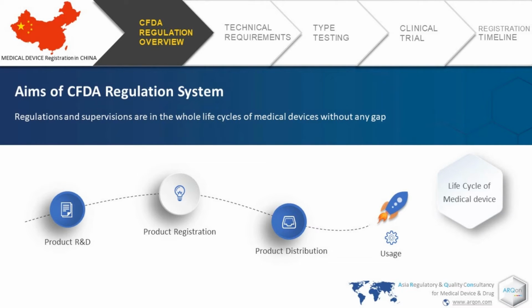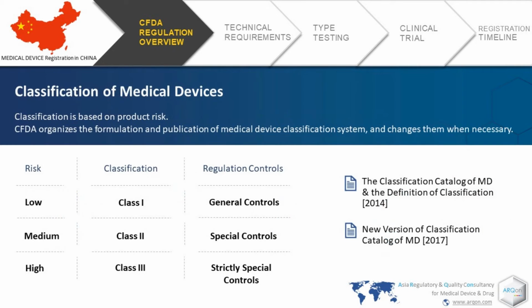In China, medical device regulations are drafted by the China Food and Drug Administration, also known as CFDA. The purpose of CFDA medical device regulation is to make sure that the entire life cycle of a medical device is controlled as per requirements. In China, medical devices are classified into 3 classes, with Class 1 being the lowest risk and Class 3 being the highest risk.